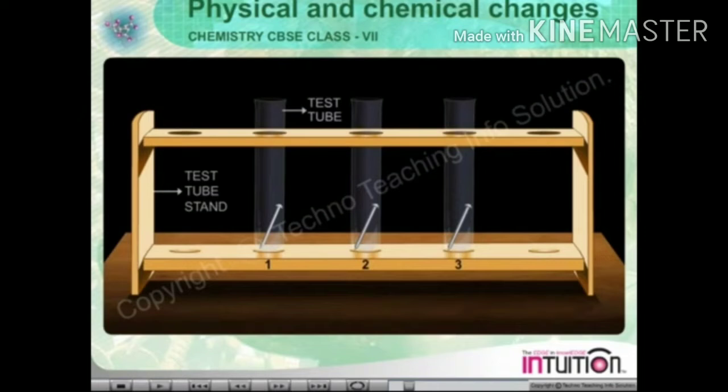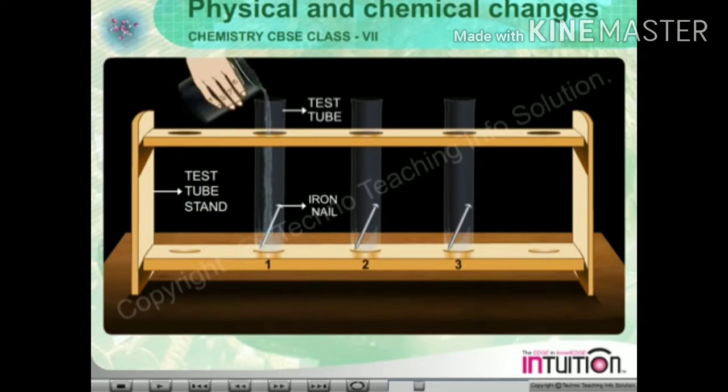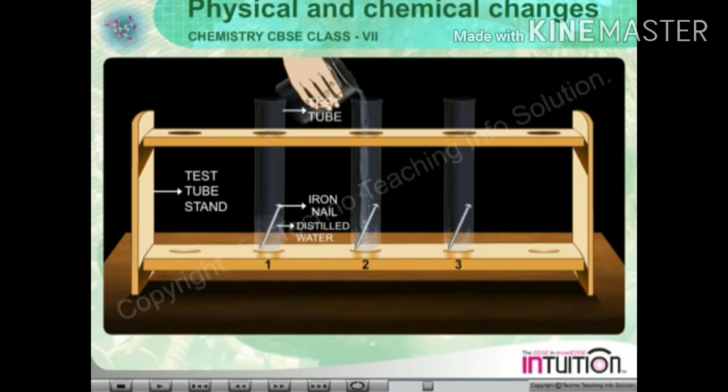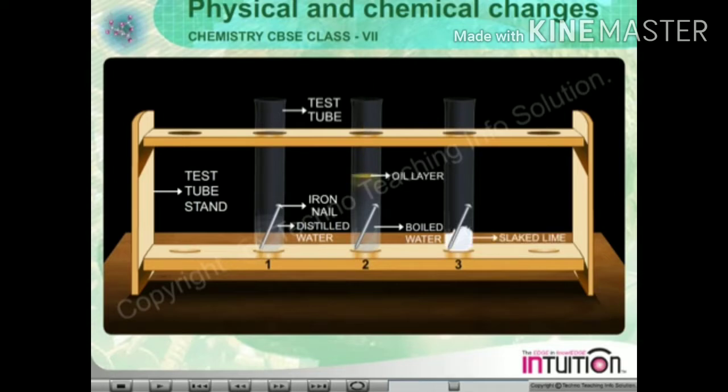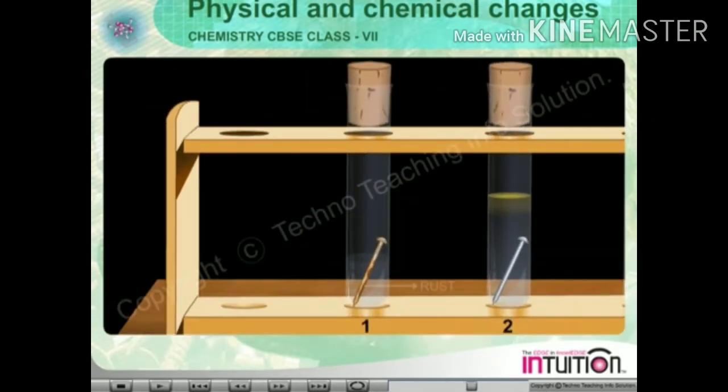We need 2 non-rusted iron nails, test tubes, water and oil. Put the iron nails into the test tubes and pour some water in test tube number 1. And in the second test tube also add some boiled water with the iron nail along with some drops of oil. Now you can close both the test tubes with the cork. Leave this setup for a few days and observe the changes and record them.